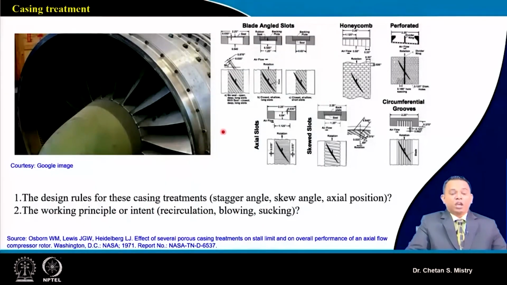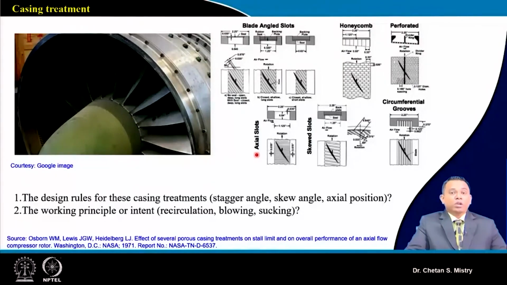Now people are talking about casing treatment, which is to enhance the operating range with a certain compromise in efficiency. People have explored different configurations. It's called blade angle slot. Here you can look at a blade angle or blade aerofoil at the tip region, some honeycomb section, perforated configuration, circumferential groove, screw slotted or axial slots, which people have explored.